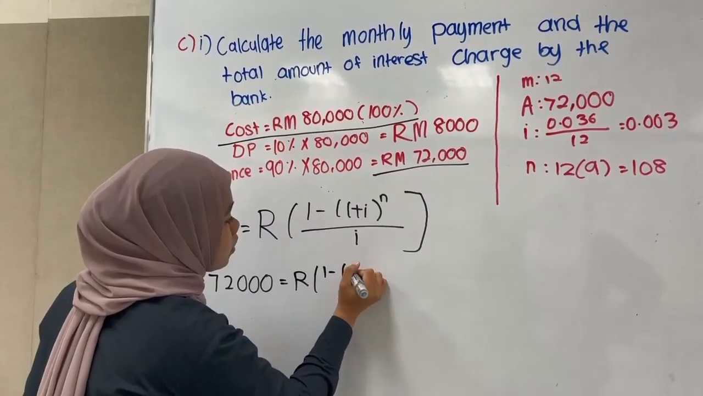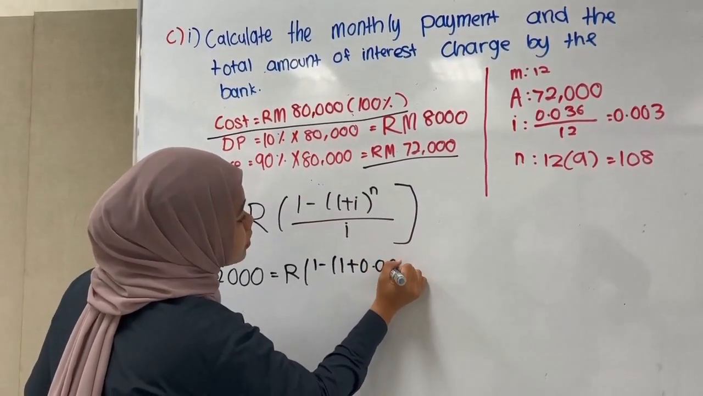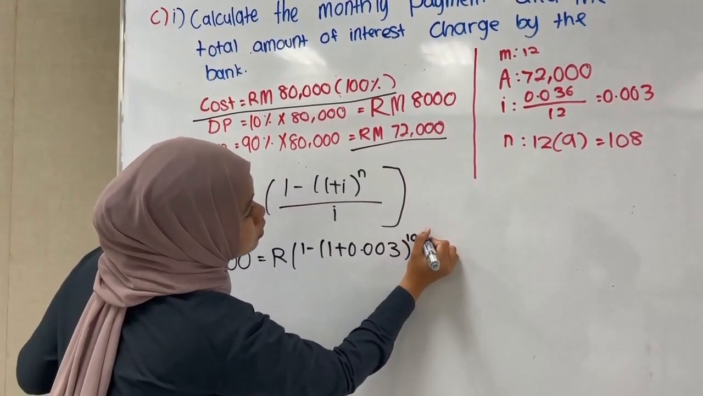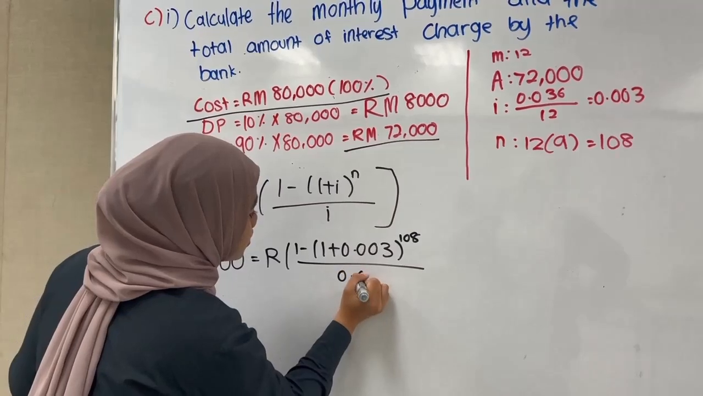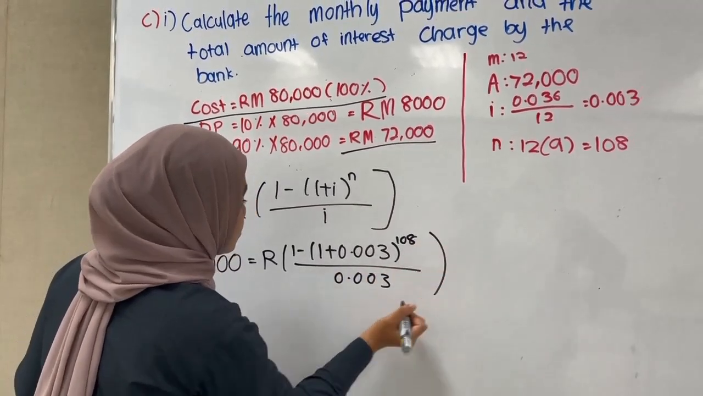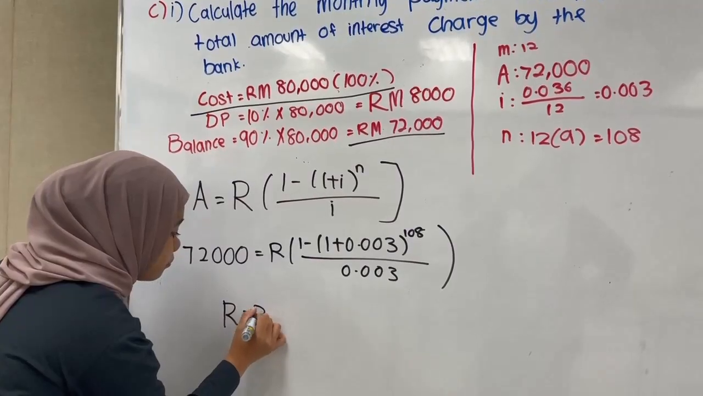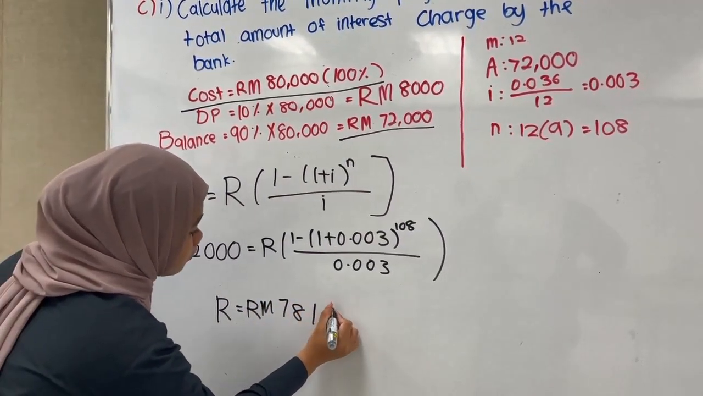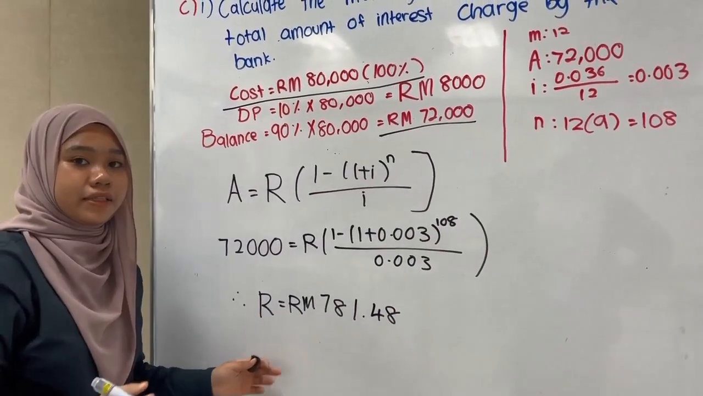R[1 - (1 + 0.003)^-108]/0.003. So the monthly payment that she needs to pay is RM781.48. This is the final answer.